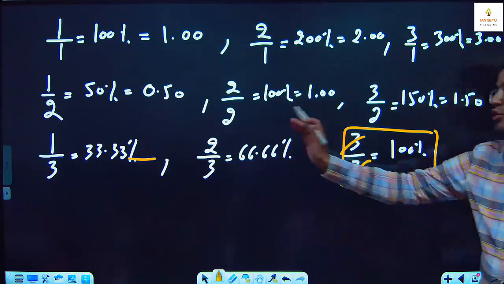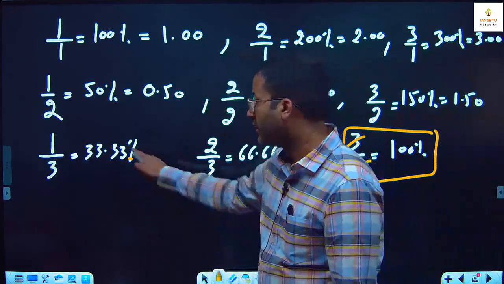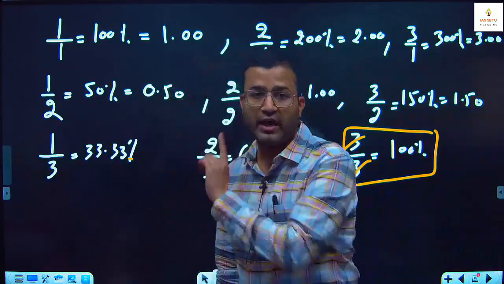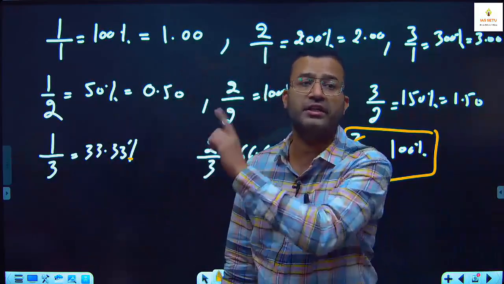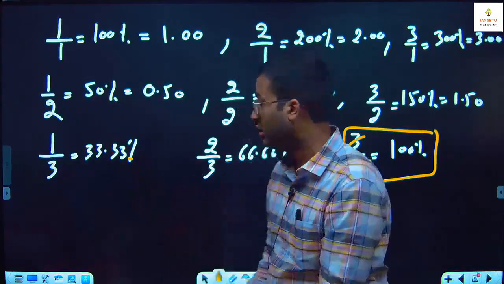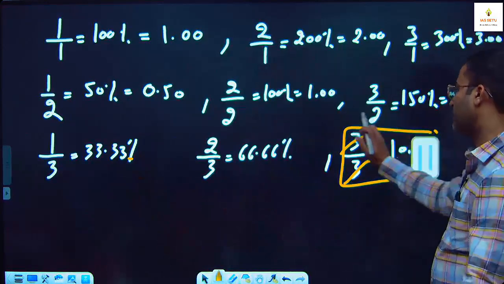Okay? So I repeat, 1/3 we take 33.33%, but actually it is 33.333333. We can't write the entire value because this 3 is a recurring decimal, so we take only 2 digits after the decimal. So we stop here. 2 by 3 is 66.66%, 3 by 3 is 100%.